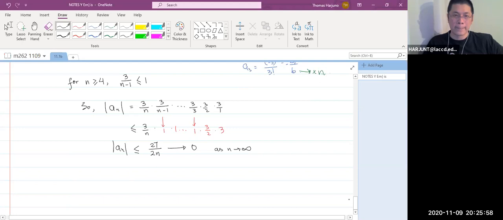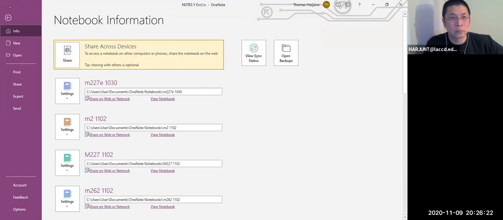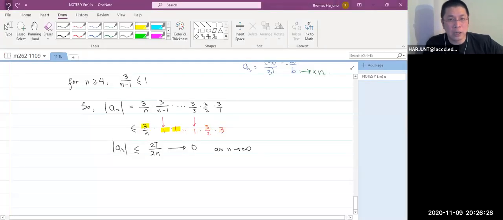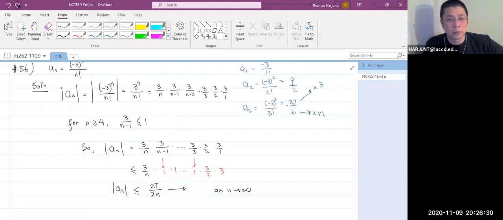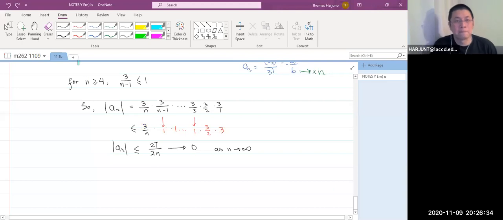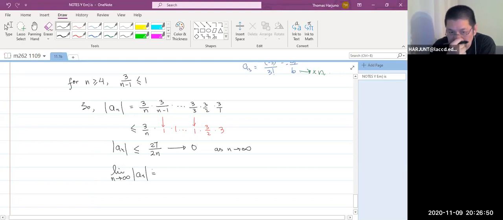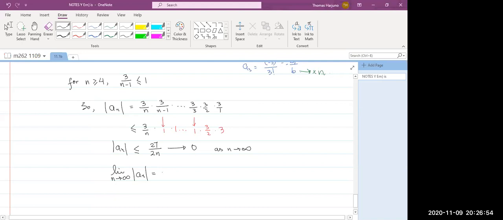Are you with me? How do you get that 27 over 2n? The 27 comes from these 3 times a bunch of 1s multiplied by 3 and another 3. That's how I get that 27. The 2n is the denominator, n times 2. My issue is then what kind of conclusion you can take from here. You can say then that the limit as n goes to infinity of the absolute value of a_n is equal to 0. Now the key part is why.